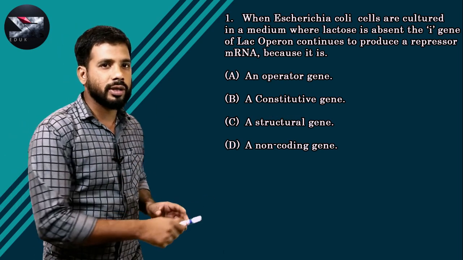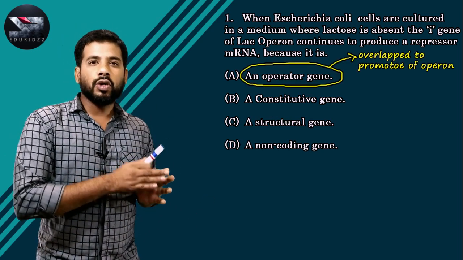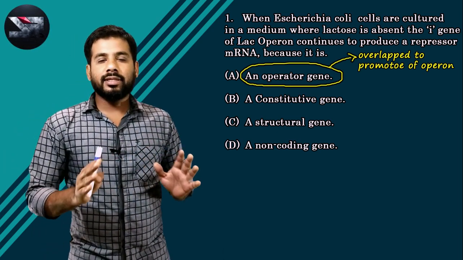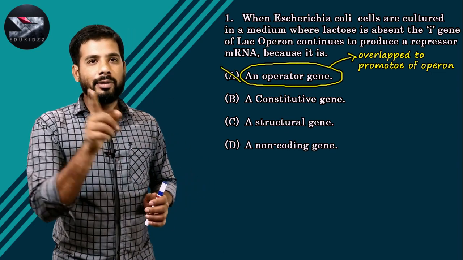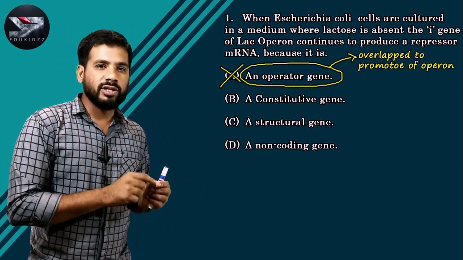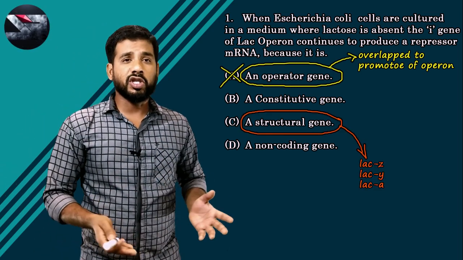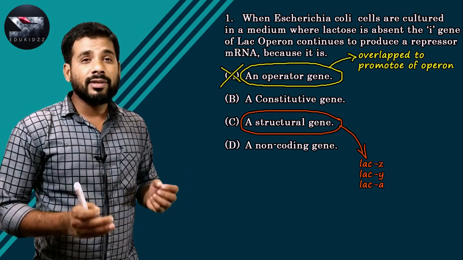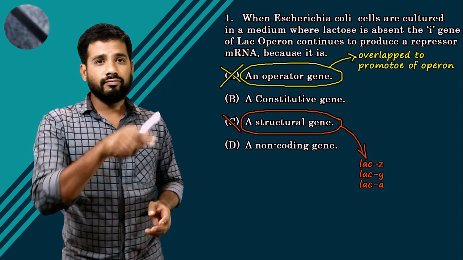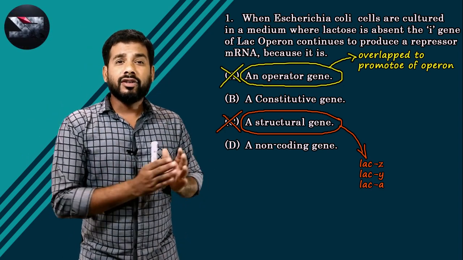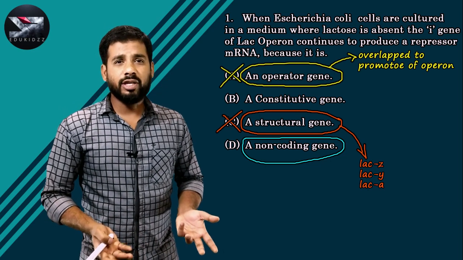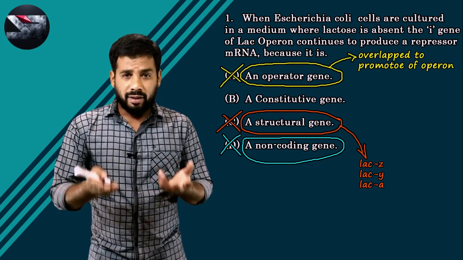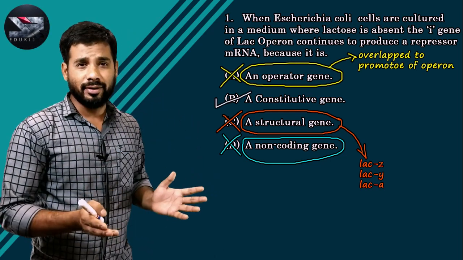If you take the first option, the operator gene, which generally overlaps with the promoter, just controls the promoter; it will not help in the synthesis of repressor protein. So eliminate option 1. If you take the second option, I will explain this later. If you take the structural genes, there are 3 structural genes, as I said, LAC-Z, LAC-Y and LAC-A. They are not responsible for the synthesis of the regulator gene. So eliminate option C. If you take the fourth option, option D, a non-coding gene does not synthesize any enzyme. So eliminate option D. Which option is left? The option that is left is option B, so that is the right answer.